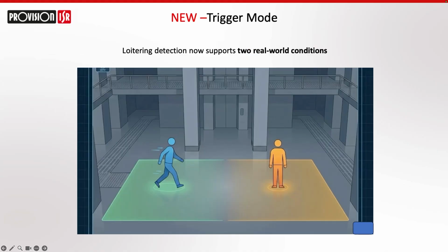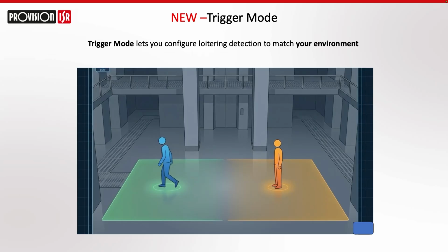Let's talk about loitering. Loitering doesn't always look the same in the real world. Sometimes a person loiters by standing completely still, not moving, just present in an area where they shouldn't be. Other times, a person loiters by slowly walking or pacing around inside a defined zone. With the introduction of trigger mode, loitering detection can now be configured to match both scenarios.